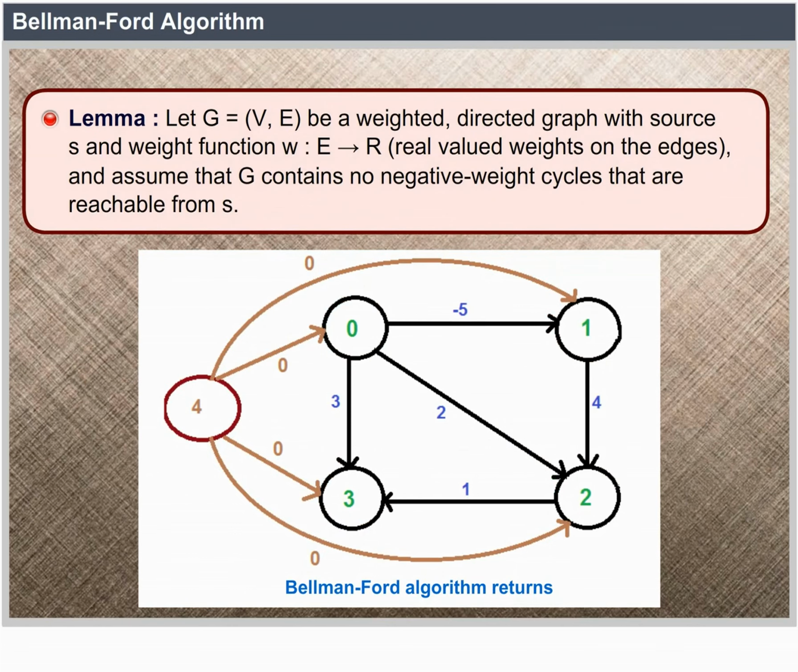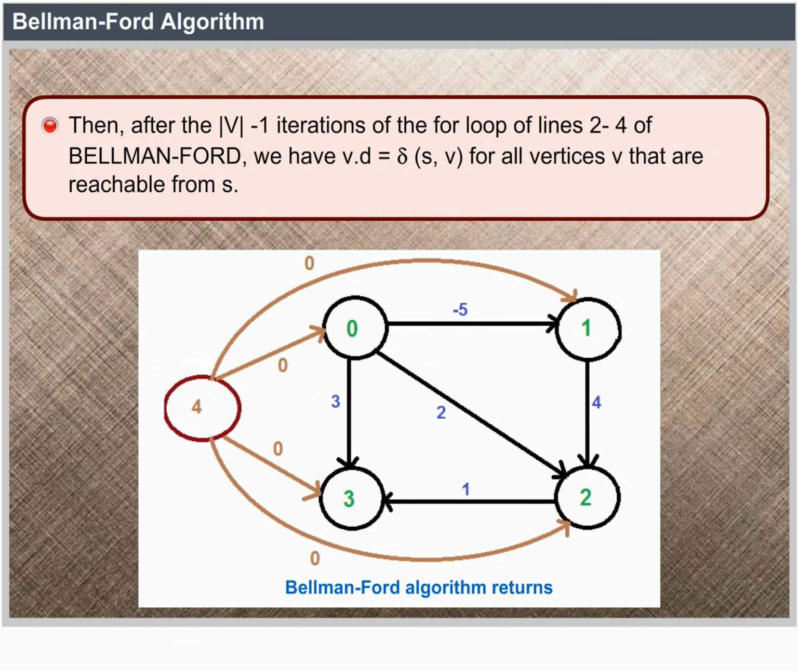Lemma. Let G = (V, E) be a weighted directed graph with source s and weight function w: E → R, real valued weights on the edges. And assume that G contains no negative weight cycles that are reachable from s. Then, after the |V| − 1 iterations of the for loop of lines 2 to 4 of Bellman-Ford, we have v.d = δ(s, v) for all vertices v that are reachable from s.